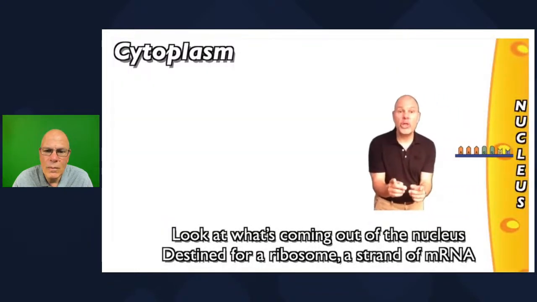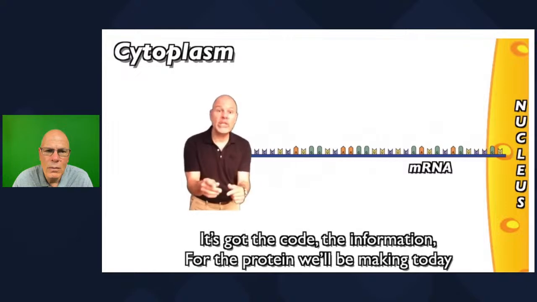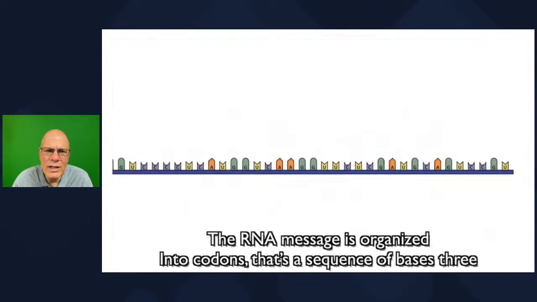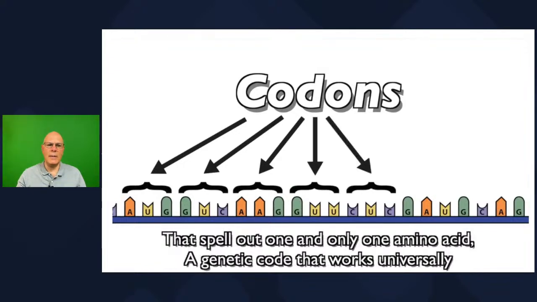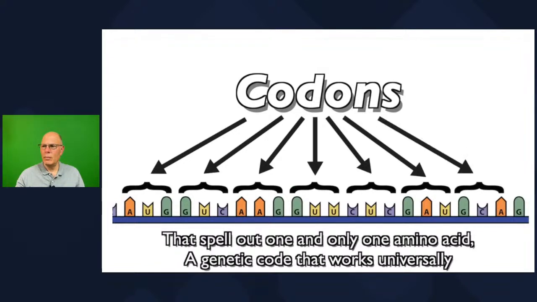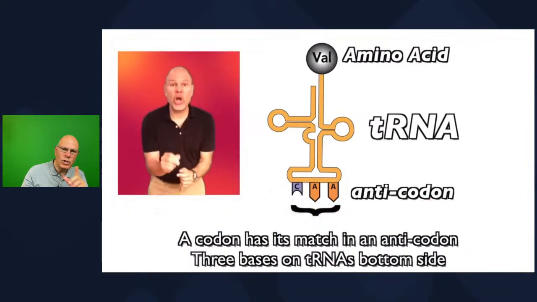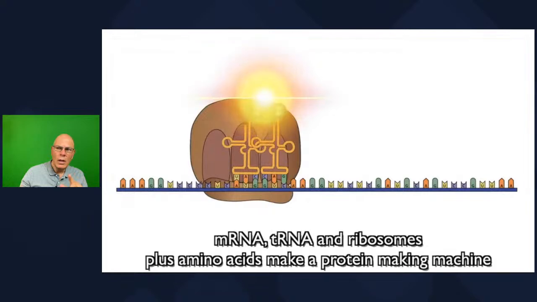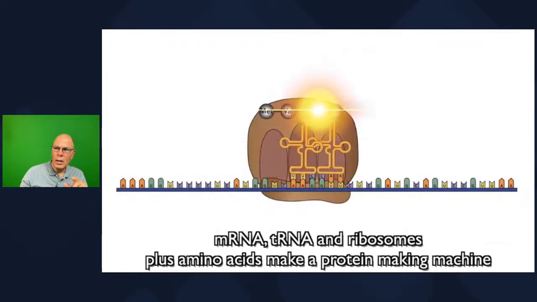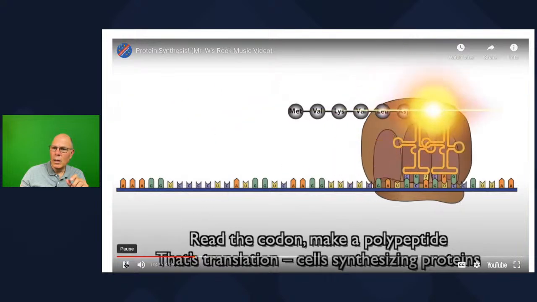Look at what's coming out of the nucleus, destined for a ribosomal strand of mRNA. It's got the code, the information for the protein we'll be making today. The RNA message is organized into codes. That's a sequence of bases, 3, that spell out one and only one amino acid, a genetic code that works universally. A codon has its match in an anticodon, 3 bases on tRNA's bottom side. tRNA's job is to bring amino acids to ribosomes so proteins can be synthesized. mRNA, tRNA, and ribosomes plus amino acids make a protein-making machine. Read the codon, make a polypeptide, fast translation, cell synthesized protein.